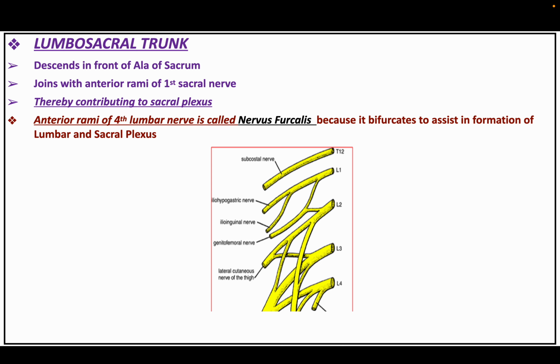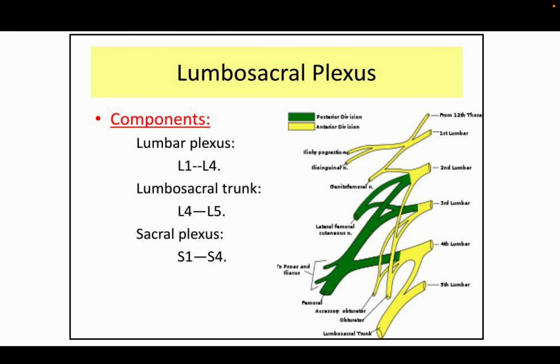The anterior rami of the fourth lumbar nerve is called nervus furcalis because it bifurcates to assist in the formation of lumbar and sacral plexus. Now coming to this lumbosacral plexus, it has three components. One is lumbar plexus, next is lumbosacral trunk and third is sacral plexus. In lumbar plexus, the contribution is from the L1 to L4. L4 and L5 they join to form the lumbosacral trunk, and from S1 to S4 this is the sacral plexus.